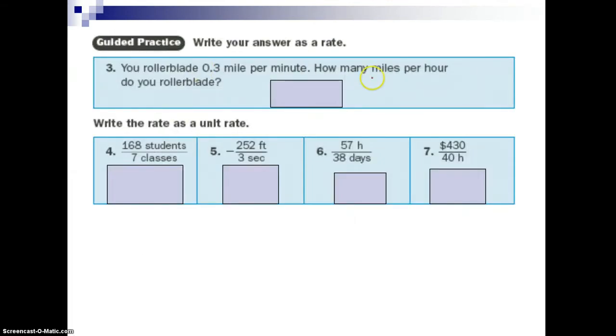For number 3, we have the rate 0.3 miles, 3/10 of a mile per minute. We need to take that rate and multiply it by our conversion rate. Actually, that's what we want to find out. I'm sorry. That is our end goal, to get miles per hour. So we need to change minutes into hours.